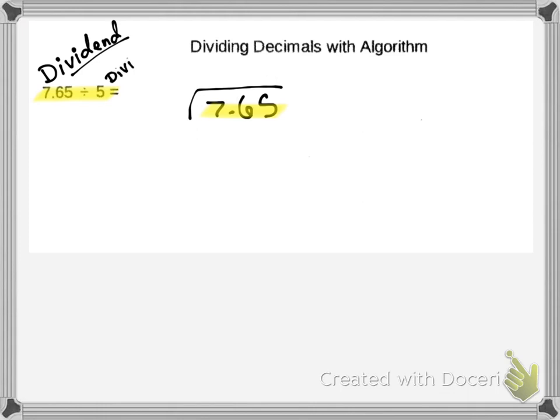The second number is our divisor. That's the one that is doing the dividing. We're separating it into 5 equal groups. And that's the number that goes on the outside of our division bracket.